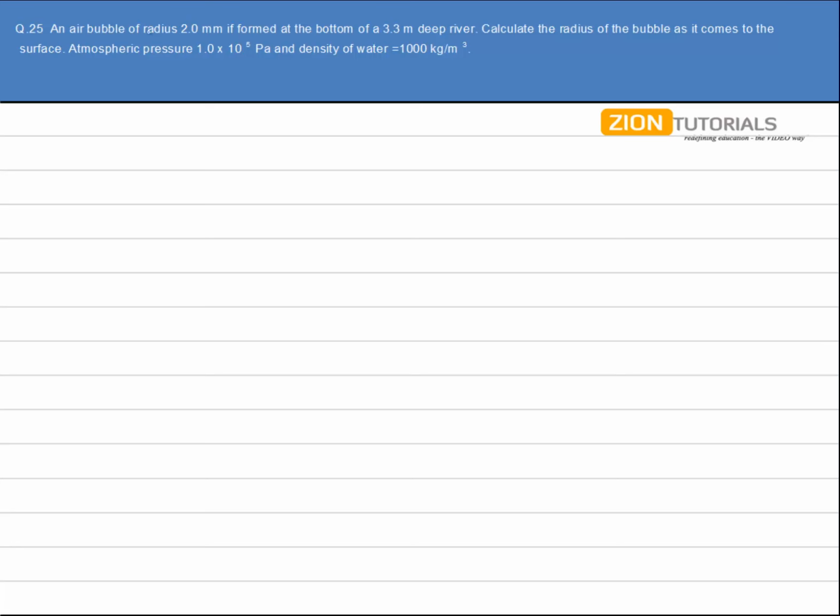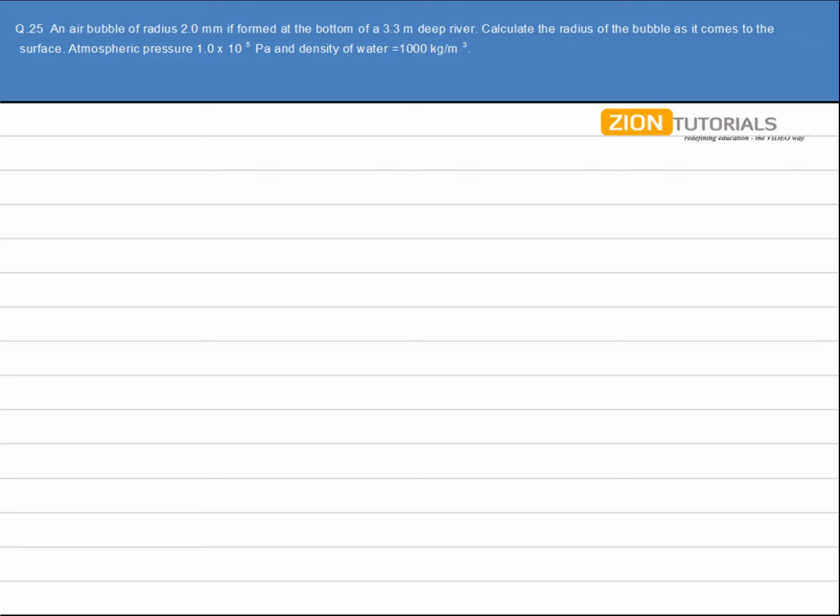Now let us see this question. An air bubble of radius 2 millimeter is formed at the bottom of a 3.3 meter deep river. Calculate the radius of the bubble as it comes to the surface. Atmospheric pressure is given, and density of water is given to us, right?